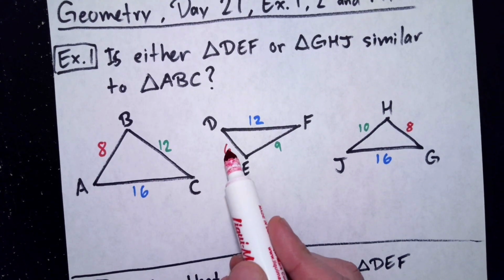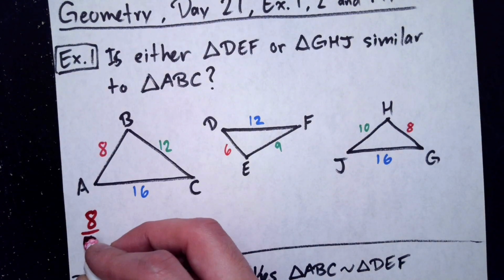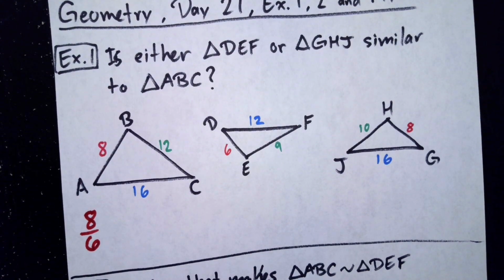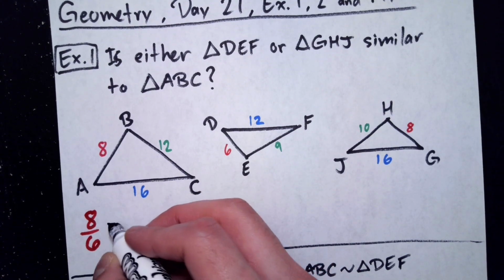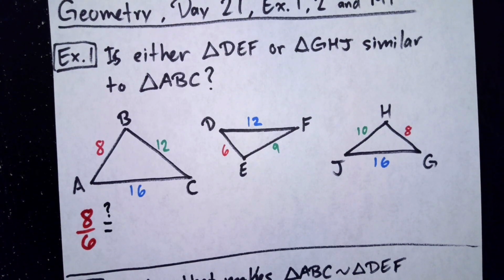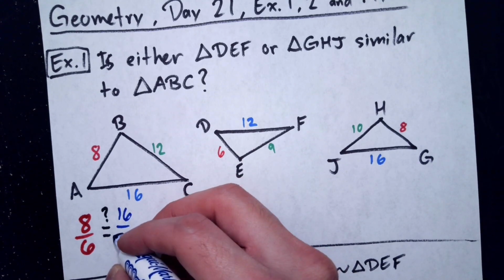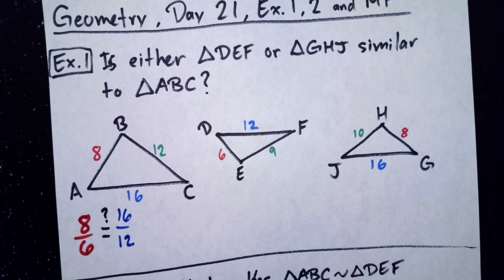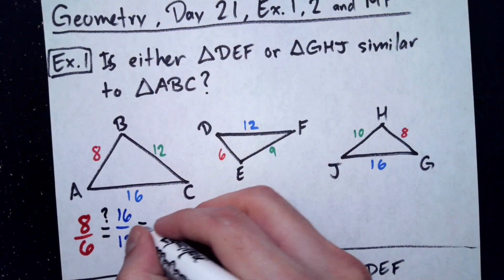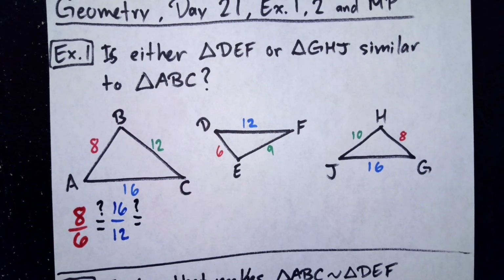So we're going to go 8 and 6, right? I even color coordinated these, so these should be easier to keep track of. And we know that if these are similar, these should be equal, and we don't know this yet, so I'll put a little question mark here. And then we'll do 16 over 12. And then this is maybe equal to 12 over 9.